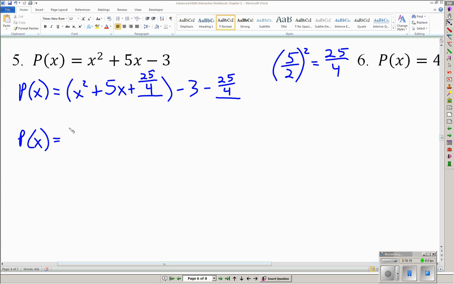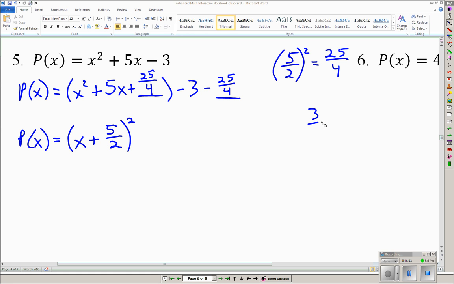The square root of x squared is x. That plus on the 5x is a plus here. And the square root of 25 fourths, square root the top, square root the bottom. Square root of 25 is 5. Square root of 4 is 2. And that's the quantity squared. Negative 3 minus 25 fourths.